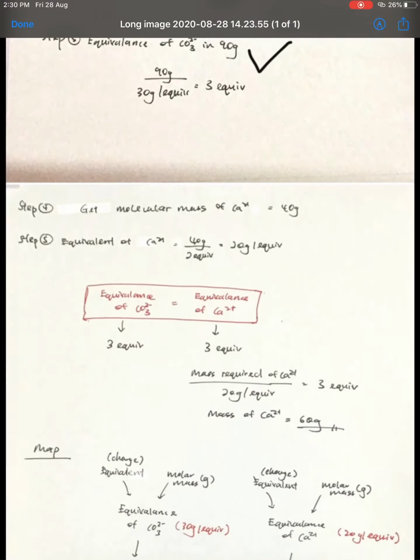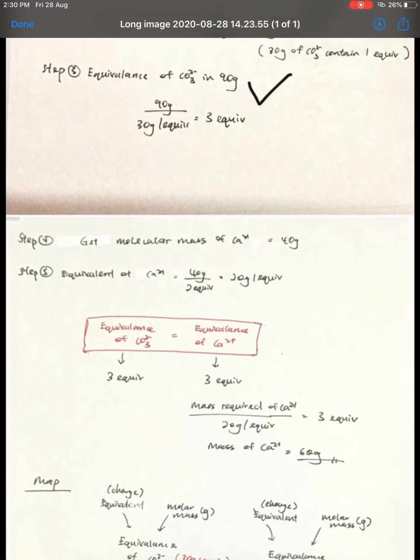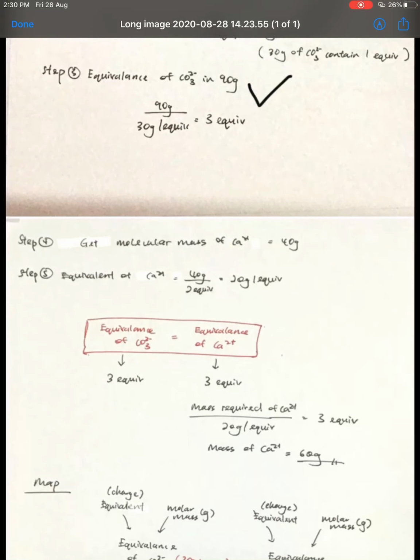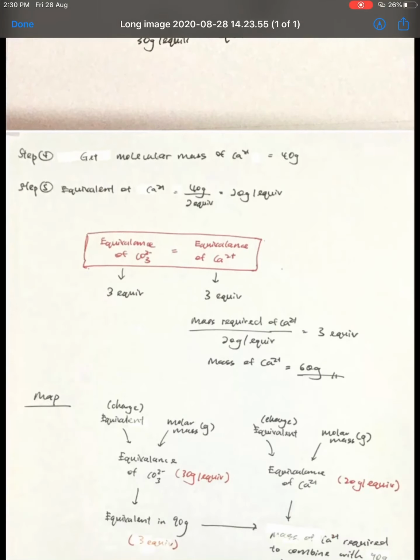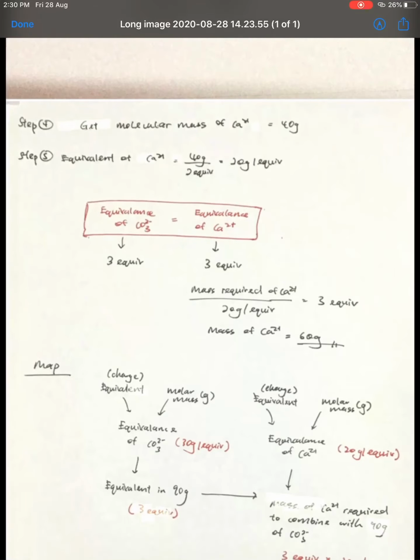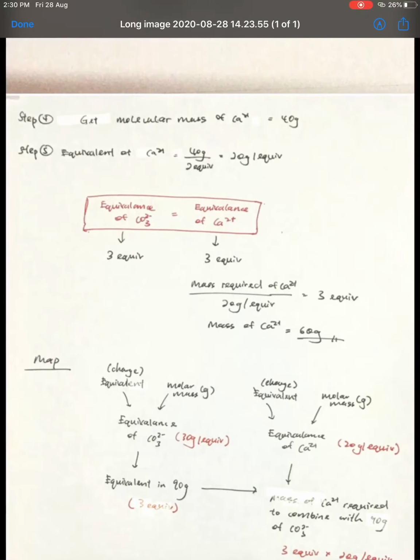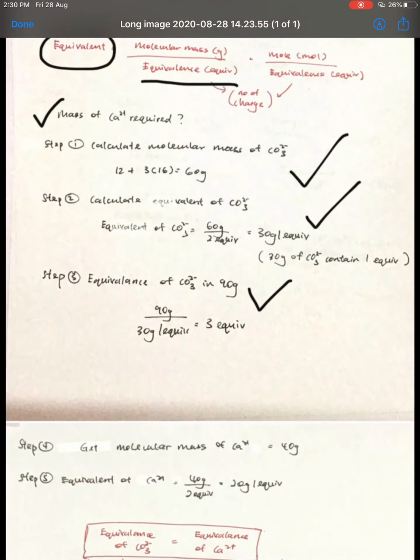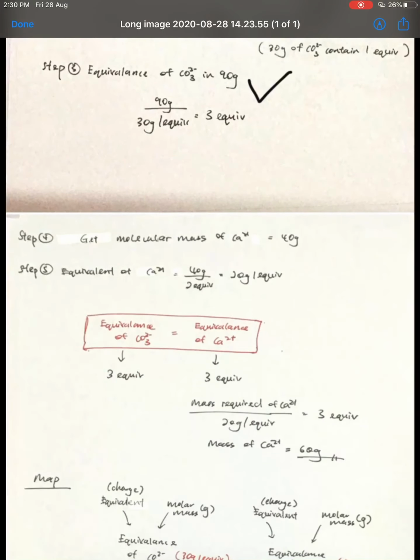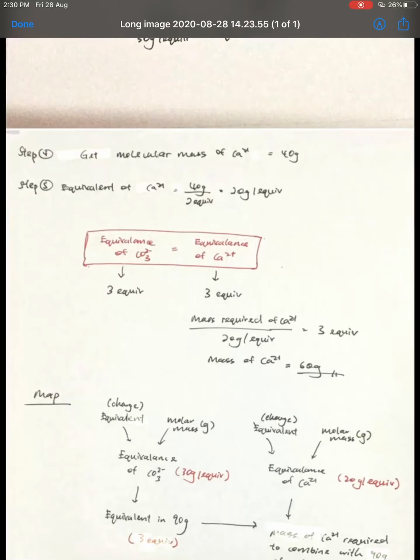Now let's move forward to step 4. Get the molecular mass of calcium, which is 40 gram, and the equivalent of Ca2+ is 20 gram per equivalent. Now here is the important concept of combining both ions: the equivalent of CO3 2- carbonate ion and the equivalent of calcium ion must be equal.